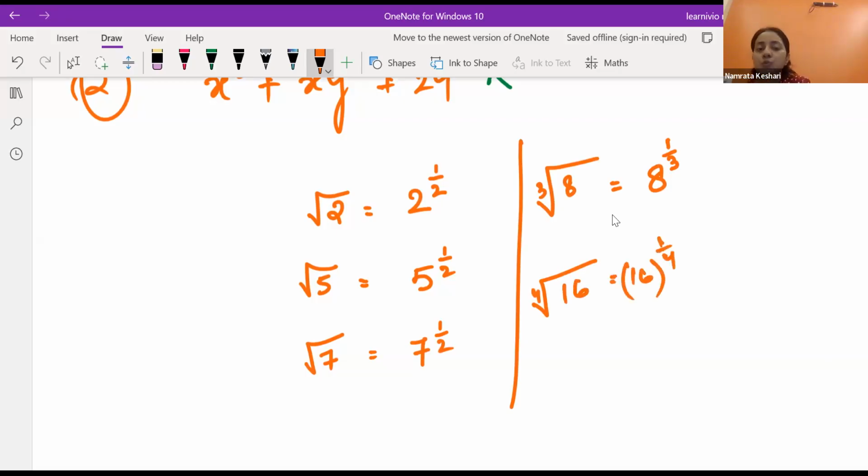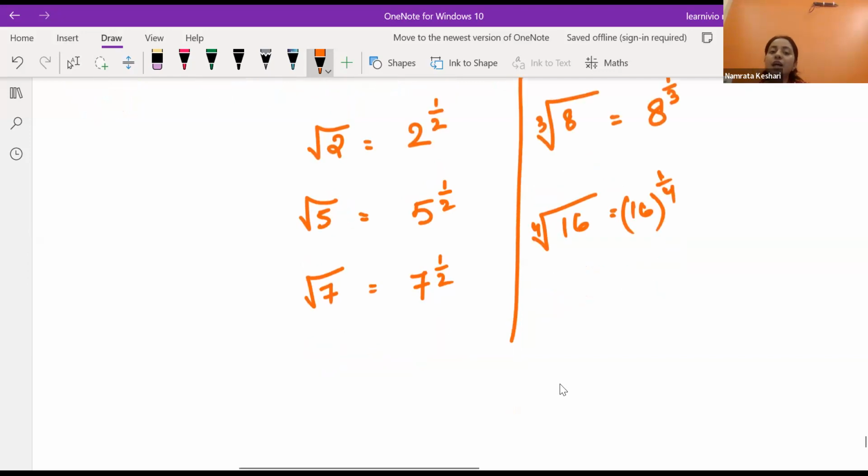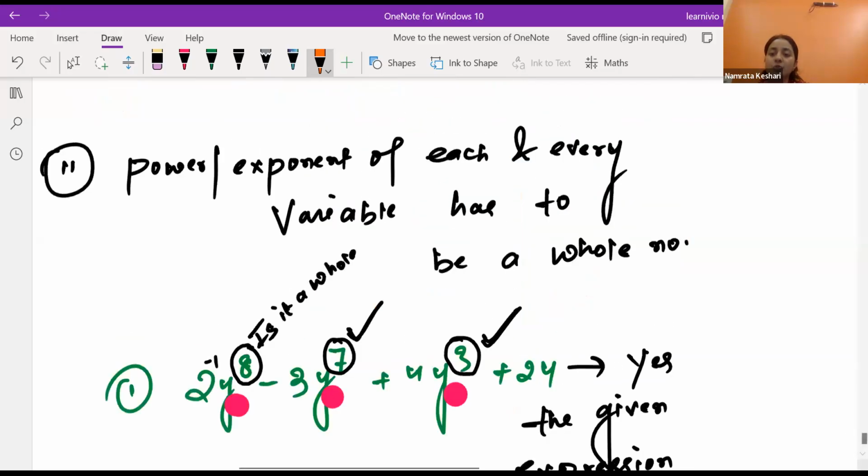So whatever the root, that can be written in exponent form like this. Whether it is a perfect square number, perfect cube number, or not a perfect cube number, doesn't matter. We can write like this in exponent form. Is it making sense? Yes, ma'am.